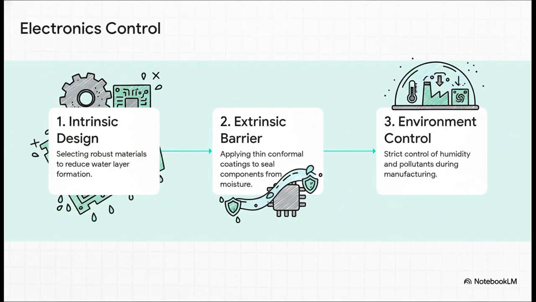And what do you know? The control strategy here follows that same layered philosophy we've been talking about. It starts with intrinsic design, just choosing more robust, corrosion-resistant materials to begin with. Then you add extrinsic barriers, like these super-thin conformal coatings that completely seal the electronics from moisture. And finally, you have incredibly strict environmental control during manufacturing to keep any and all contaminants out in the first place.